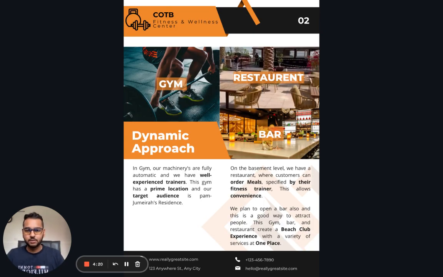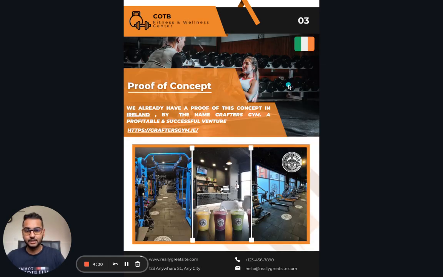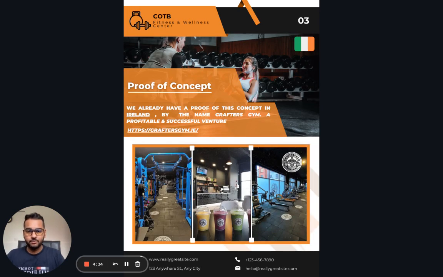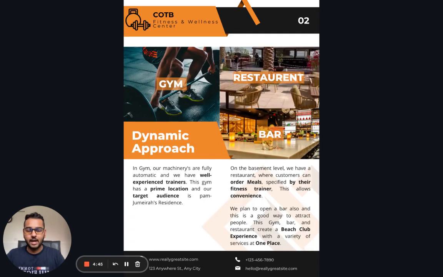So this was the presentation they presented to the investor, where they wanted to have a dynamic approach of a gym, restaurant, bar at the same place. And this was a premium facility. This was in the Jumeirah luxury area of Dubai, where most of the people are very, very rich. They're very wealthy individuals.